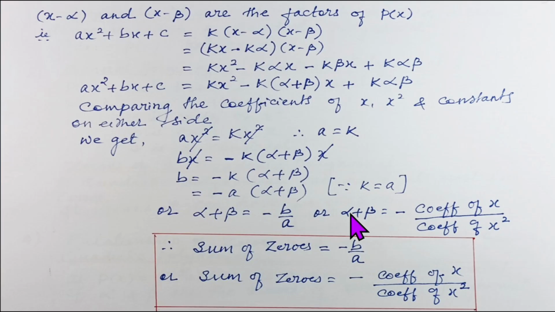Therefore, we have two relations here. One is alpha plus beta, which is minus b by a, and that means alpha plus beta is equal to minus coefficient of x, b is the coefficient of x here, and coefficient of x squared, a is the coefficient of x squared. Therefore, we have an important relation between the zeros and the coefficients of a quadratic polynomial, that the sum of zeros is equal to minus b by a, or sum of zeros is equal to minus coefficient of x upon coefficient of x squared.